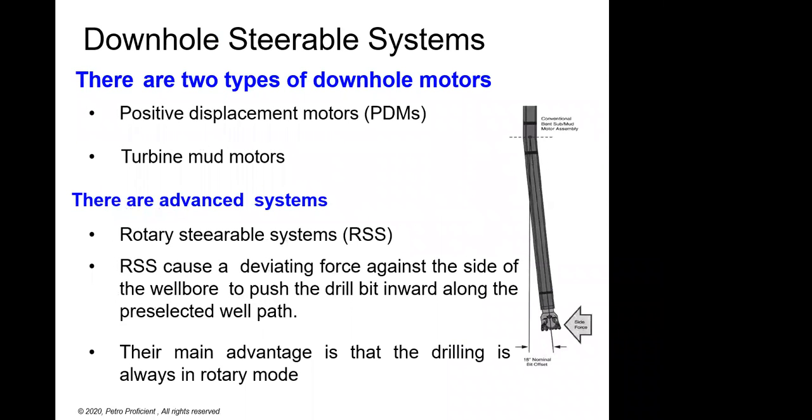Now, the other important types of systems are the positive displacement motor, the turbine motor, and then you also have rotary steerable systems. So RSS causes a deviating force against the side of the wellbore to push the bit inward along the preset path. It will cause the bit to move in a predetermined direction. This is a very advanced form of directional drilling, where you can actually change the direction of the well as you're drilling by sending a command, which they call a downlink.